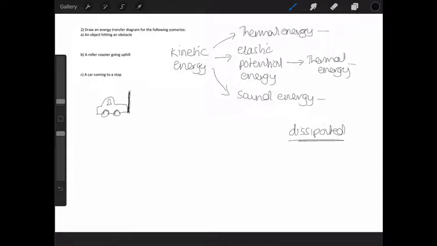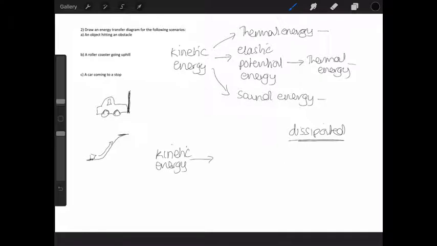Okay, in B, we have got a roller coaster going uphill. Time for another amazing drawing. There you go. There's my roller coaster. And it's going to go up. So it's starting at the bottom and it's going to climb up to the top. So at the bottom, it's not moving, but it's going to have to move if it's going to go up. So the input energy, as it were, in this situation is kinetic energy again. And the roller coaster is going to go up the hill.